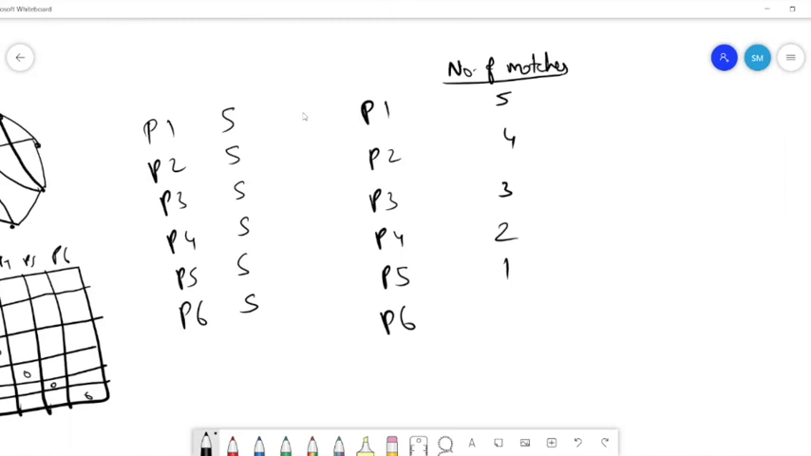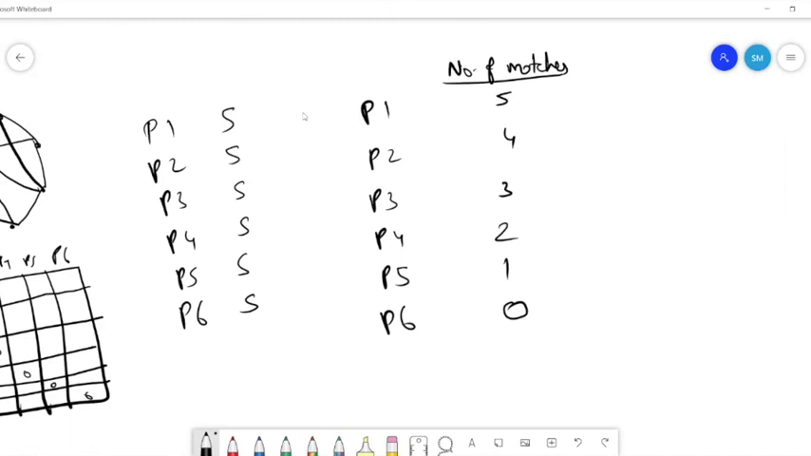Then it comes 0. I mean, a player may not play a single game also. That's also possible, right? Yeah, that is 0. This is perfect because the total adds up to 15 matches. 5, 4, 9, 9, 3, 12, 12 plus 2, 14, 14 plus 1, 15.